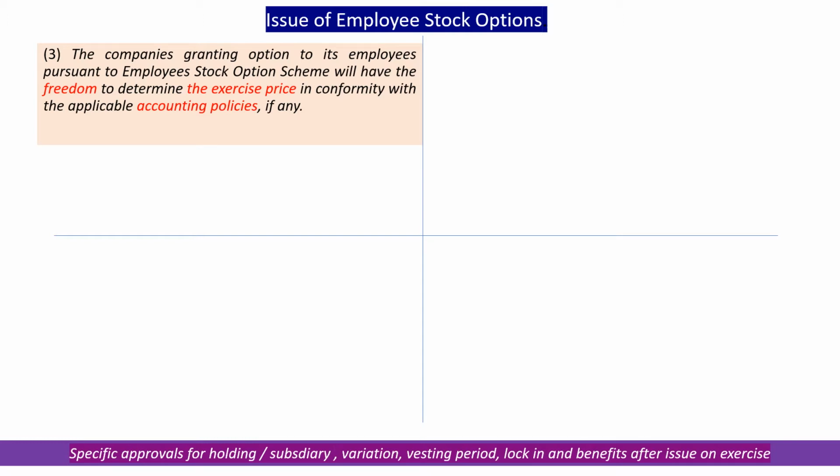And to take some more conditions of it, the company granting options to its employees will have the freedom to determine the exercise price. And the exercise price which is decided by a formula has to be as per the accounting policy.